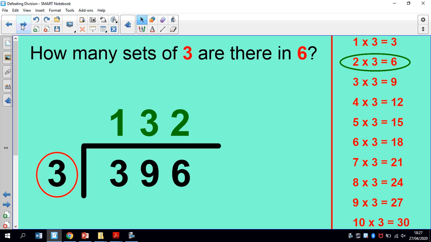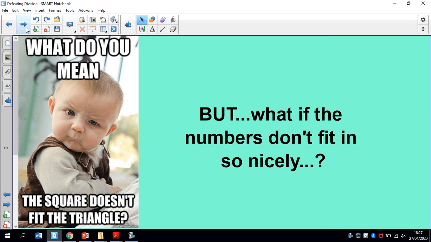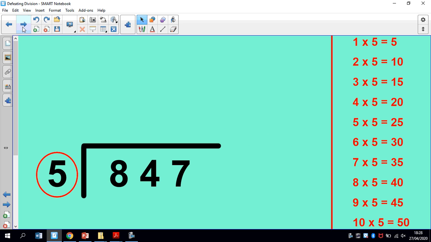Cool. Okay, so that's if all the digits fit in quite nicely with the 3 times tables. But what if they don't fit in so nicely? What if you end up with digits that can't be so easily divided by the divisor? What if you've got something like 847 being divided by 5?